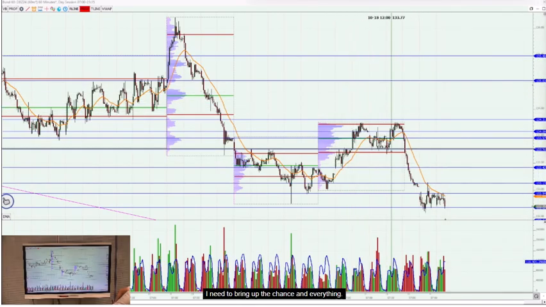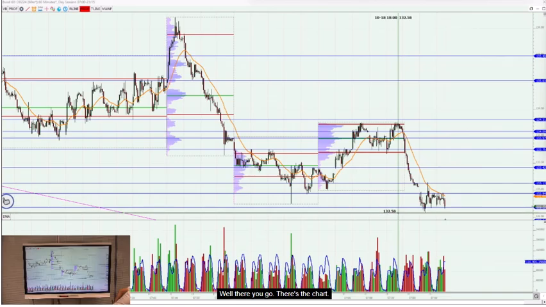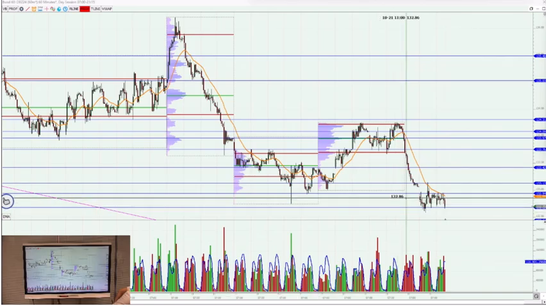Oh, I need to bring up the charts and everything. Well, there you go, there's the chart. The low's 58 from yesterday. So if you want to do it, you can buy it, but you stop below 58 and see if it rolls back up into the range, if that's your view on it.